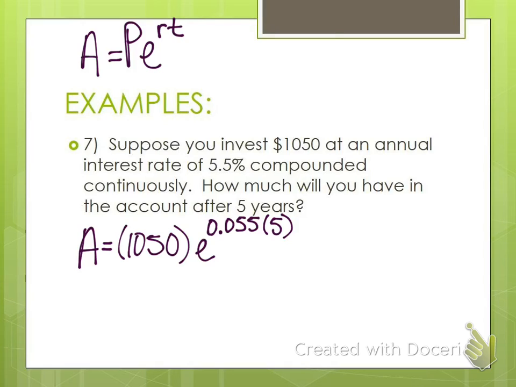Now when you go to type this into your calculator, personally, I like to do it one thing at a time. So I personally would take 0.055 times 5 first. Okay, so I've got 1050 times e to the 0.275. Remember that this is multiplied to e. So what do we need to do next? Exponents or multiplication?